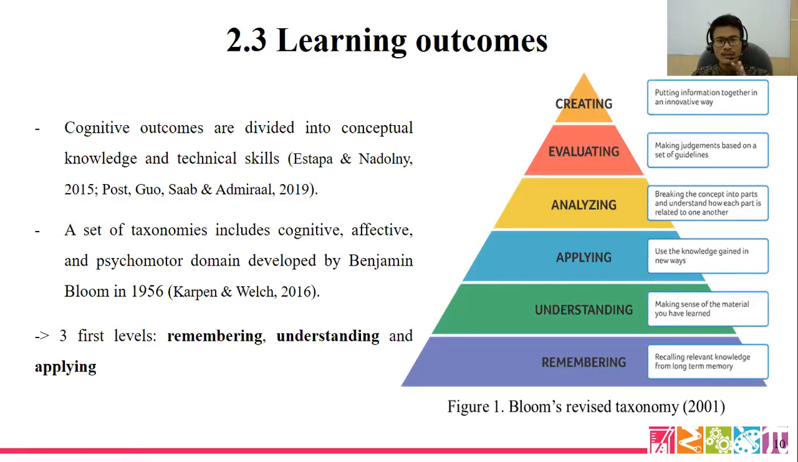Okay, next we talk about learning outcome. Cognitive outcomes are divided into conceptual knowledge and technical skill. Based on a set of taxonomy including the cognitive, affective, and psychomotor domains developed by Benjamin Bloom in 1956, we have three first levels: remembering, understanding, and applying. For the three parts of Bloom's taxonomy, this is the picture.